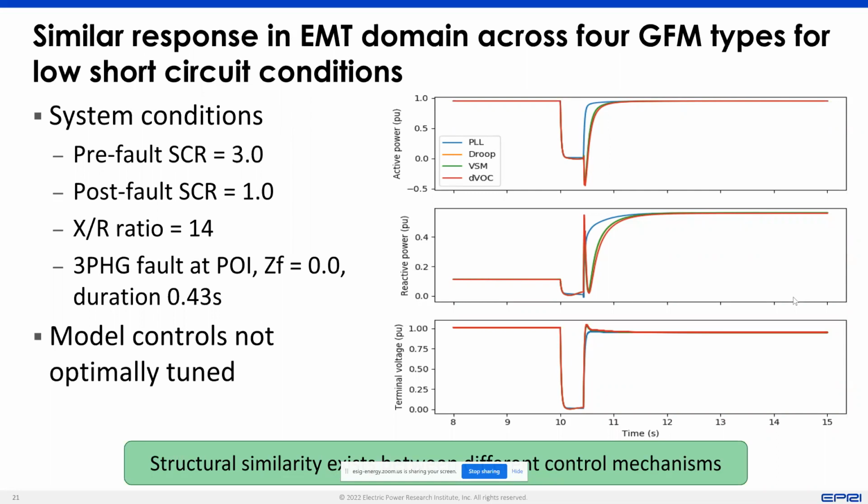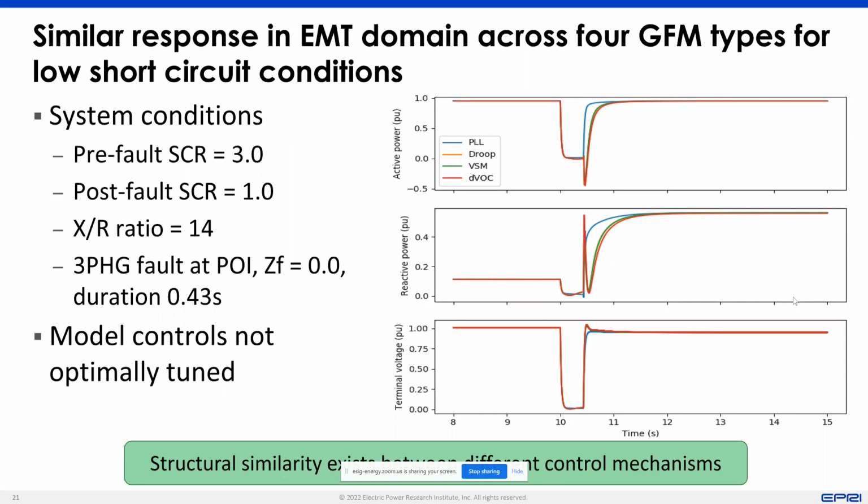So the goal of this exercise was just to show that, firstly, many different grid forming types have similar behavior, similar characteristics. And this is for a severe event, right? They have similar characteristics even for small signal events. So if you have just a load change or a slight change in voltage and so on, they have similar characteristics even for that.